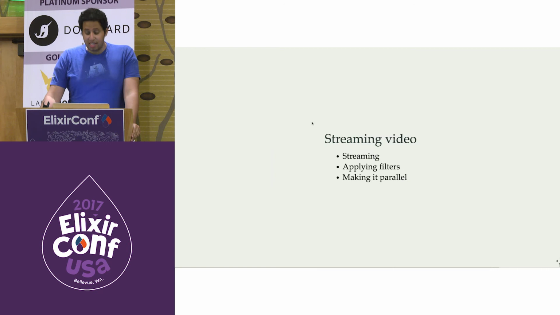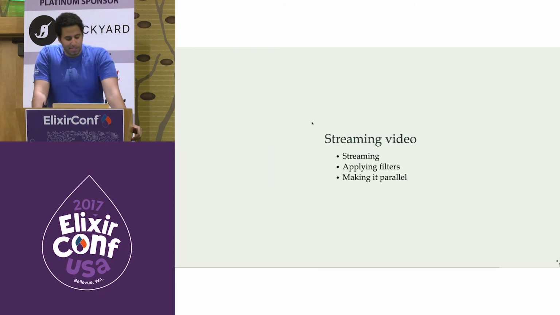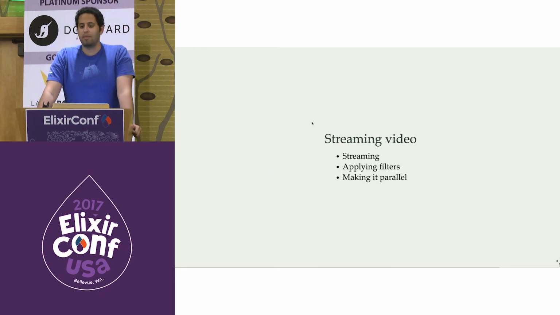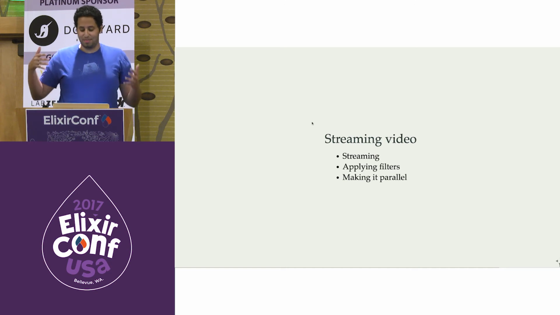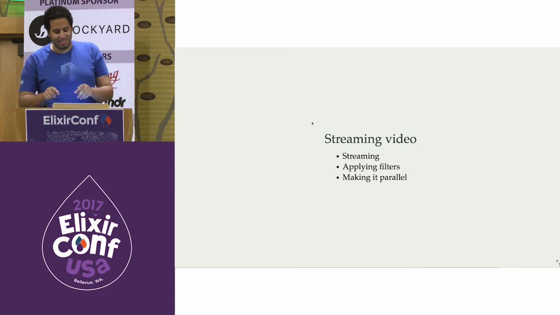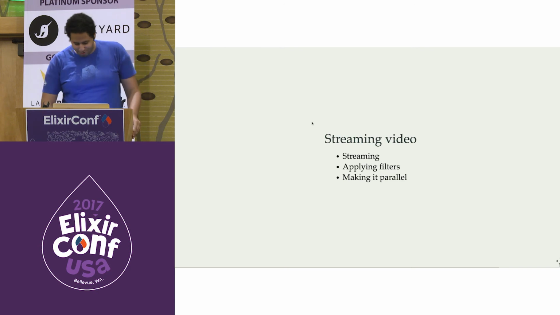So next, let's spend some time talking about streaming video. Streaming video is essentially 3 steps: streaming it, applying filters, and then making it parallel. That should have a beta flag next to it.